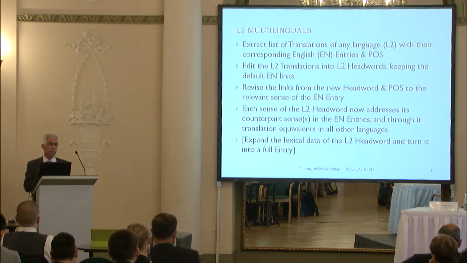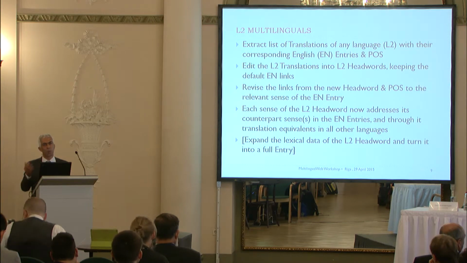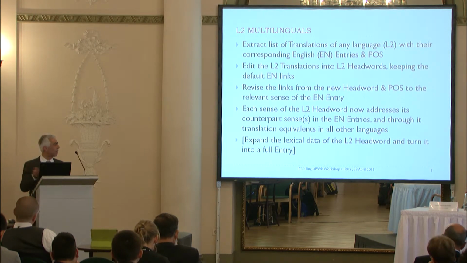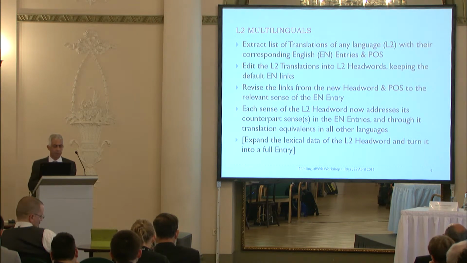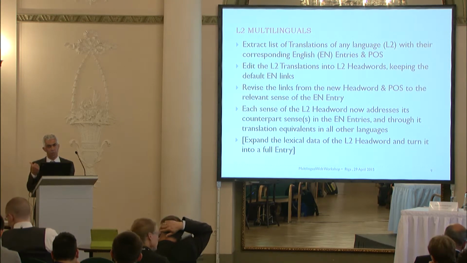So first of all, we need to extract the list of translations. The programmers go through different rules, for example, there would be translations with all kinds of commas and slashes and brackets, etc., so there is some processing of that. Turning the translations into legitimate so-called dictionary headwords or lemmas. Adding part of speech. Editing the links back to the original English entries.